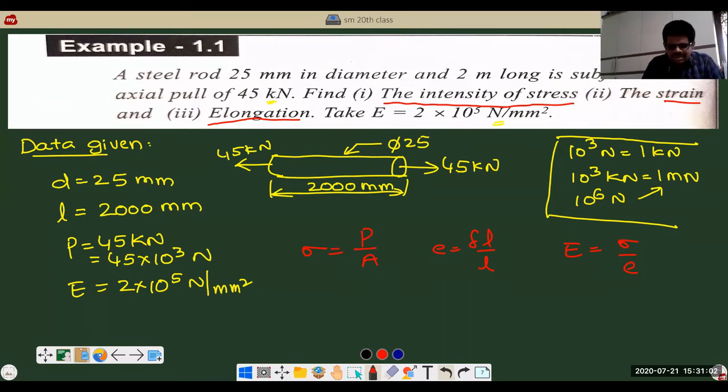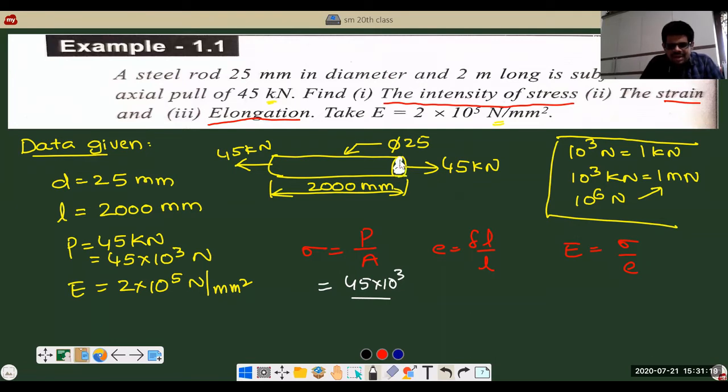So first of all, you have to determine what is the value of stress. So stress, what is the formula for stress? Is equal to P by A. So P is given as 45 into 10 cube. And what is the value of A? So A means it is the resisting area. So that means this is the resisting area.